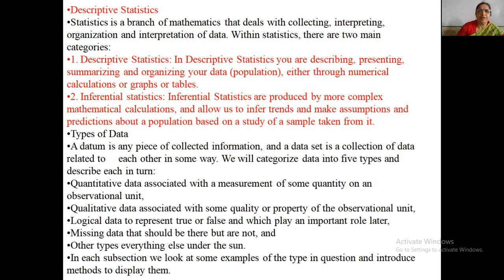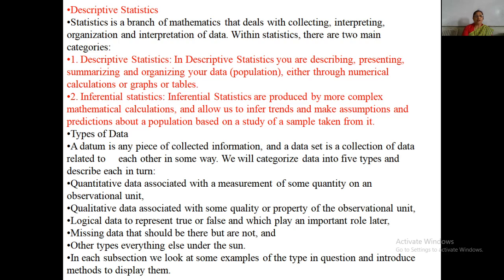Now I will have a brief revision of whatever we have discussed up till now. So what is statistics? Statistics is a branch of mathematics which deals with collection, organization, analysis and interpretation of the raw data. Further, statistics as such is divided into two main branches. The first one is called descriptive statistics, in which we describe, present, summarize and organize raw data obtained from the population, and these are numerical calculations, along with graphs and tables, in descriptive statistics.